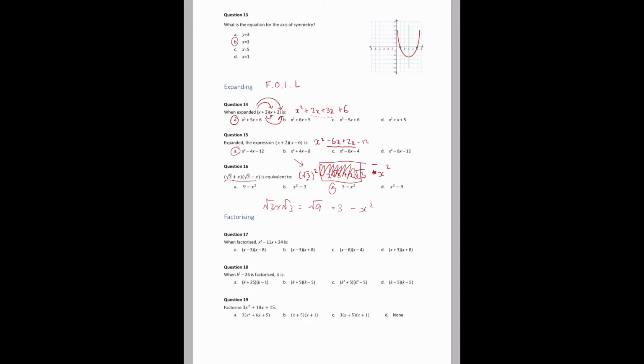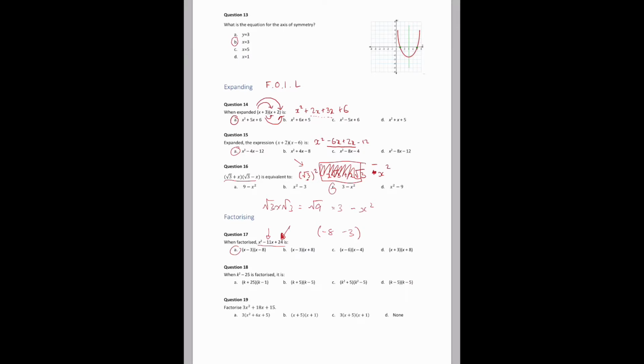Okay, the next few questions will now ask us to factorize. So we will have to use the product sum method to factorize some of these. For the very first question, you're trying to find 2 numbers that multiply with each other but add up to negative 11. In this case, it's going to be negative 8 and negative 3, because negative 8 take away 3 gives you negative 11, and when you multiply these 2 negatives, it will give you a positive 24. So your answer would be A.